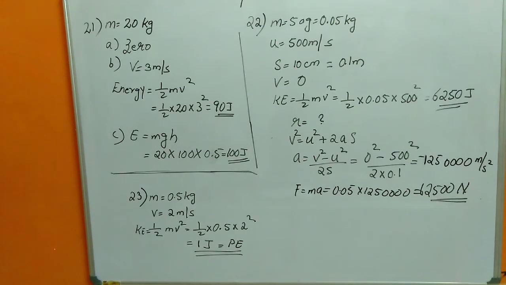Next, last question from chapter 2b. Last question 23. A spring is kept compressed by a small trolley. You can see the diagram in your textbook. A trolley is held with the help of a spring, and the spring is kept compressed. Small trolley of mass 0.5 kg. So mass of the trolley is given, 0.5 kg. Lying on a smooth horizontal surface as shown in the figure. When the trolley is released, it is found to move at a speed.